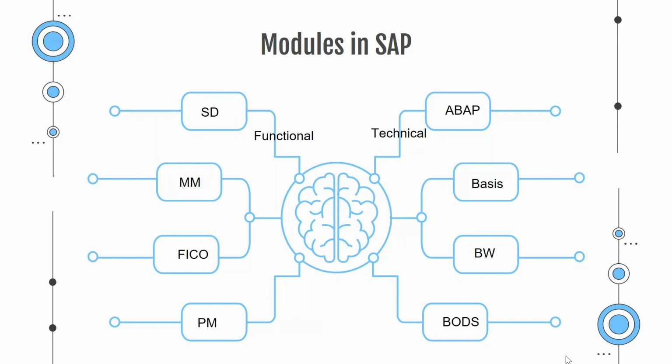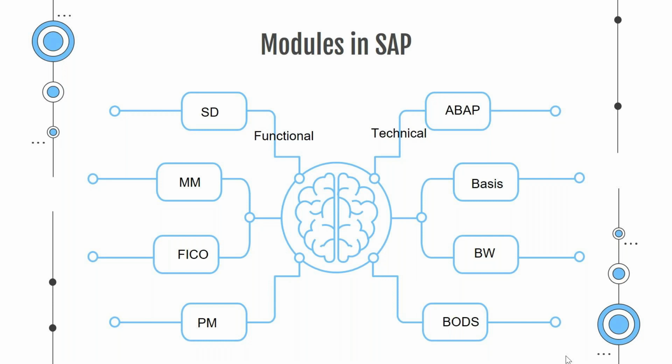If we begin with functional modules, first we have SD. SD is sales and distribution. All the activities related to sales in our organization will be taken care of by your sales and distribution team, like creation of sales orders. Sales orders, pricing conditions, tax related things will be taken care of by your sales and distribution team.